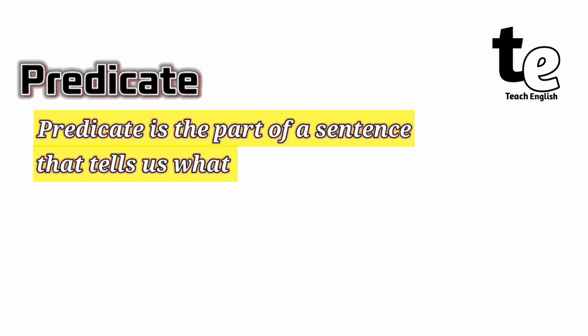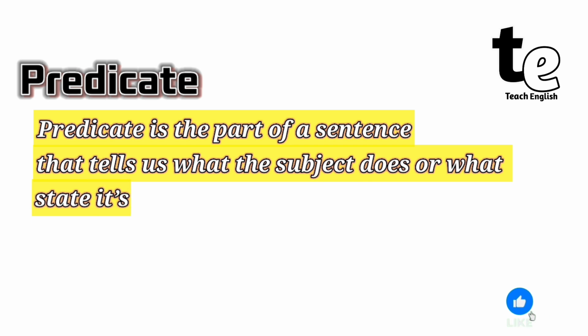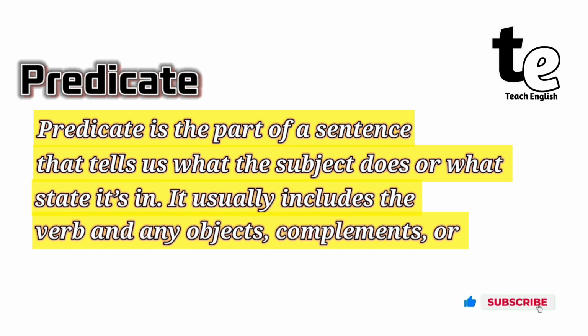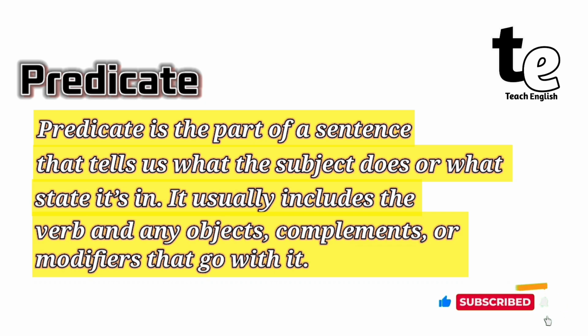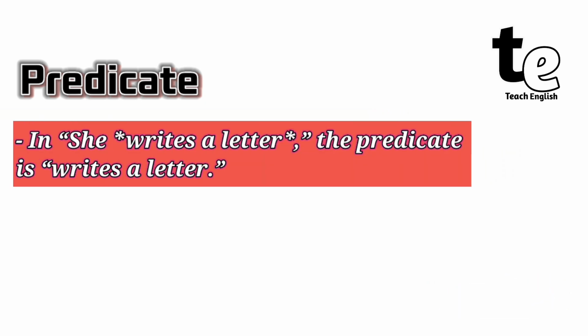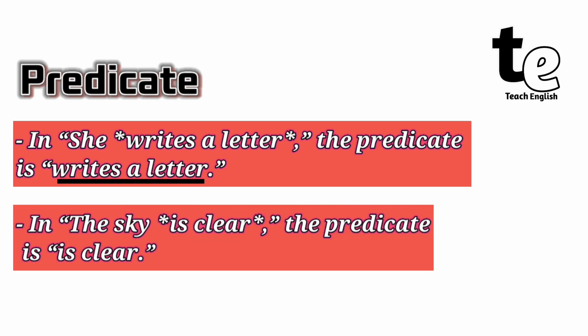Predicate. A predicate is the part of a sentence that tells us what the subject is or what state it's in. It usually includes the verb and any objects, complements, or modifiers that go with it. In "she writes a letter," the predicate is "writes a letter." In "the sky is clear," the predicate is "clear."